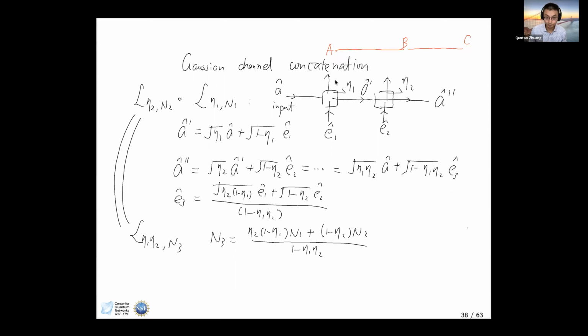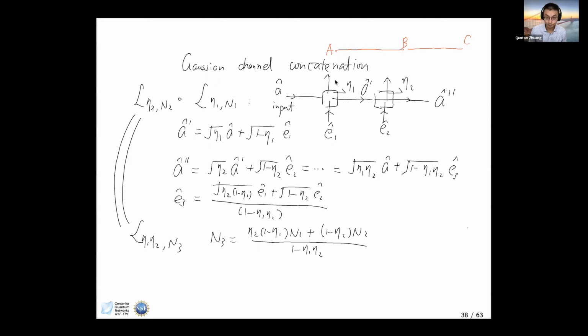And this overall channel can be expressed by this: the channel transmissivity is eta1 times eta2, and the thermal noise, you can calculate N3, which is E3 dagger E3, which equals this expression. So the concatenation of two thermal loss channels is still a thermal loss channel, just with different transmissivity and different thermal noise. So this means that in a fiber network, if you look at any two nodes, if nothing else is going on in between, then it's always a thermal loss channel.